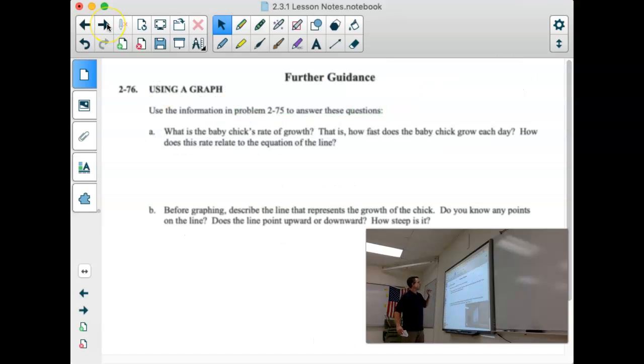We're going to start, if we go to 76, by using a graph. Again, we are taking a look at 76A: what is the baby's rate of growth? That is, how fast does the baby chick grow each day?